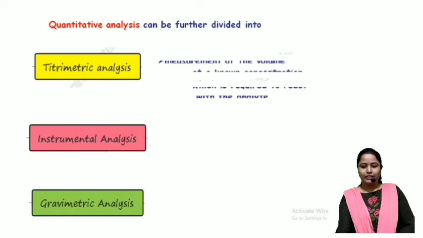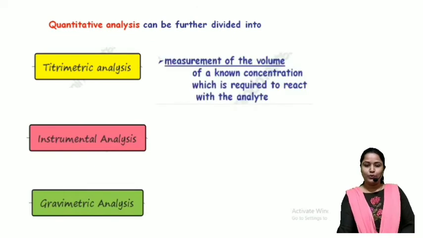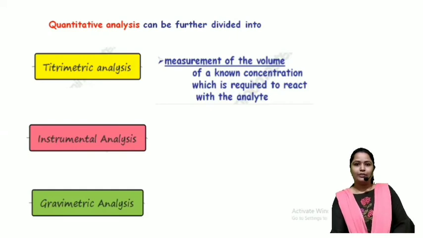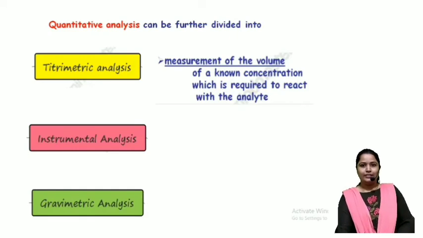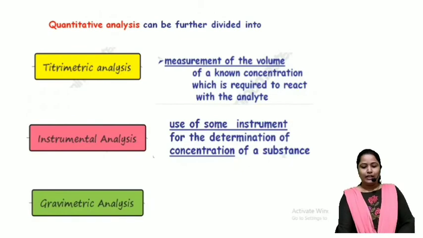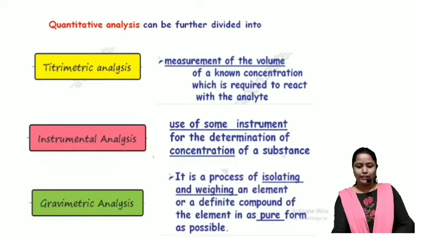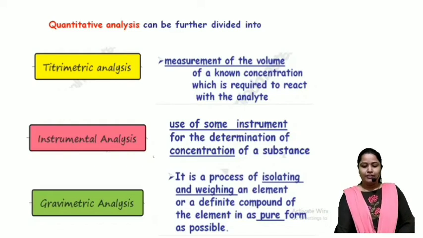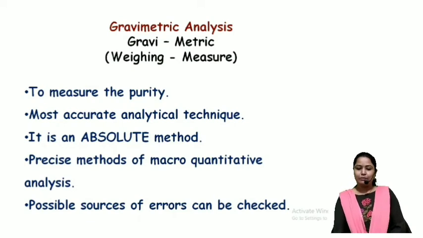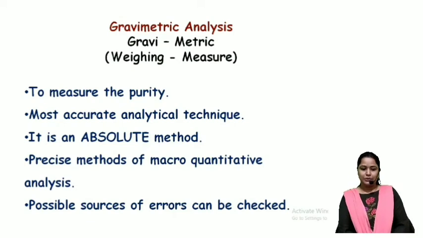In titrimetric analysis, we measure the volume of known concentration which is required to react with the analyte. In instrumental analysis, we use some instrument to determine the concentration of the substance. And gravimetric analysis is the process of isolating and weighing an element or a definite compound of the element in as pure a form as possible. Gravimetric analysis: gravi means weighing and metric means measure.